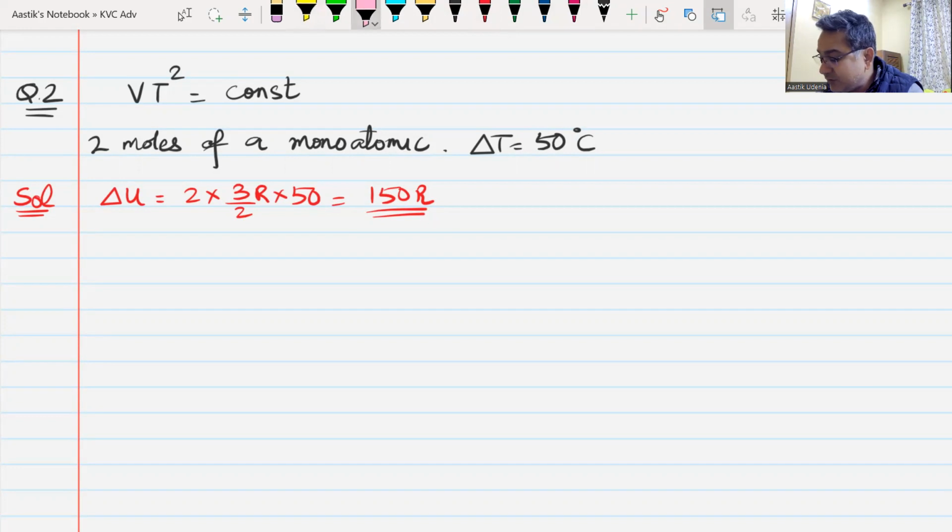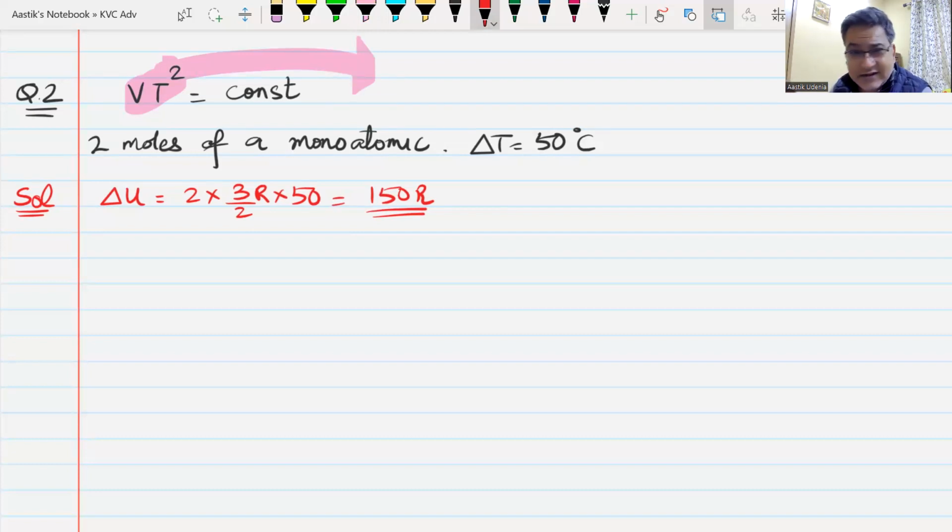Or what I do normally is convert this in the form of PV raised to the power gamma. So how do I convert this in the form of PV raised to the power gamma? You could have done that way also. So I would put T as PV by nR. n and R are constant, so I don't have to worry about that. So I can write this equation as V into P square V square is equal to constant. Do we understand this? Yes, sir. PV is equal to nRT.